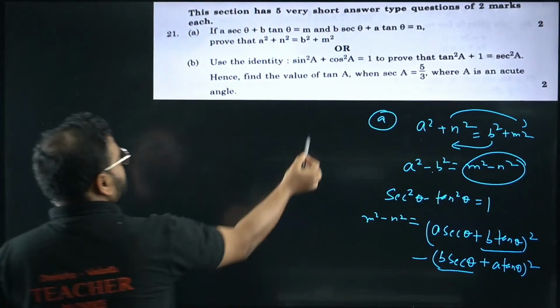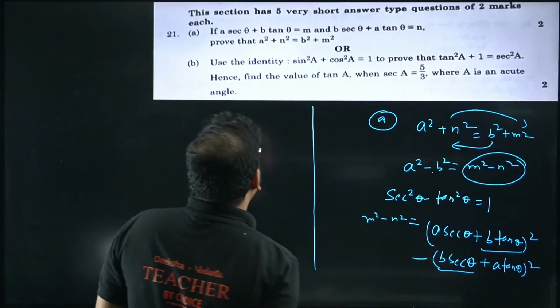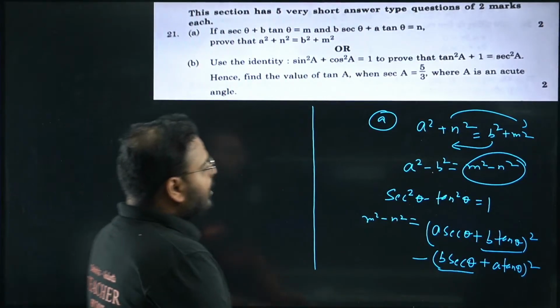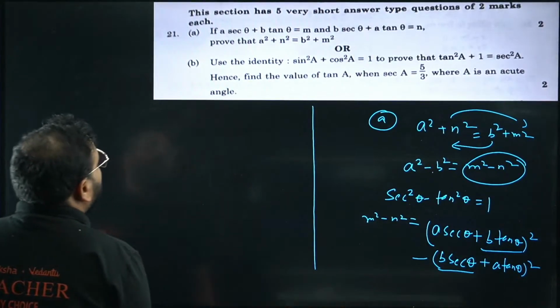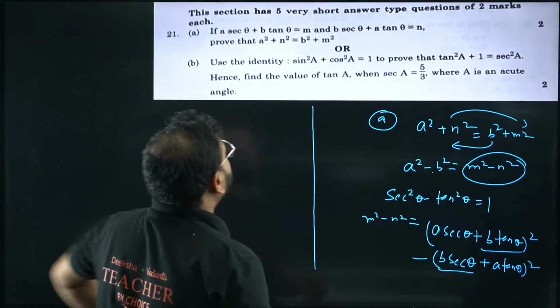Okay, simple question. I'll move on. To solve this, you're going to get the answer. Your 2AB term will be cancelled because one is positive, other is negative. Okay. Second part, use the identity. This is a very simple question. Please check.